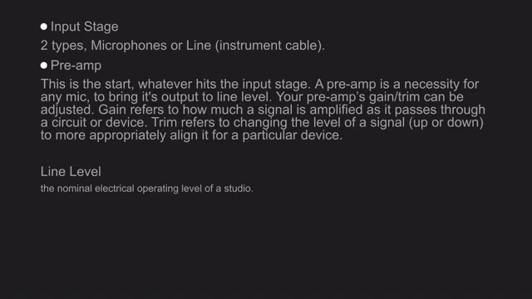Leaving the mixer is bringing it to line level. Preamp gain is also called trim, can be adjusted. Gain refers to how much signal is amplified as it passes through a circuit or device. Trim refers to changing the level of signal up or down to more appropriately align it for a particular device. So line level is the nominal electrical operating level of a studio. That's our goal, is to get everything to line level.